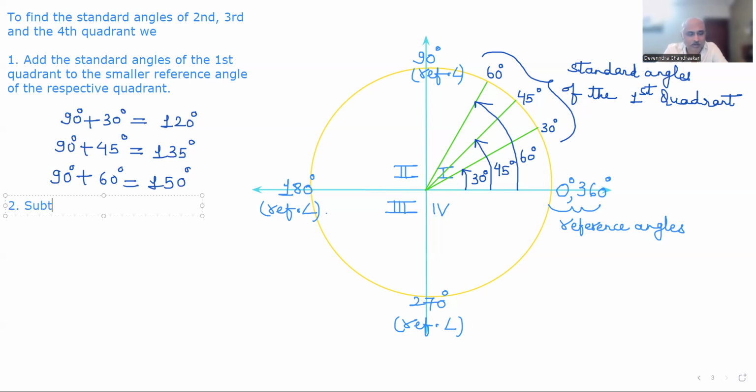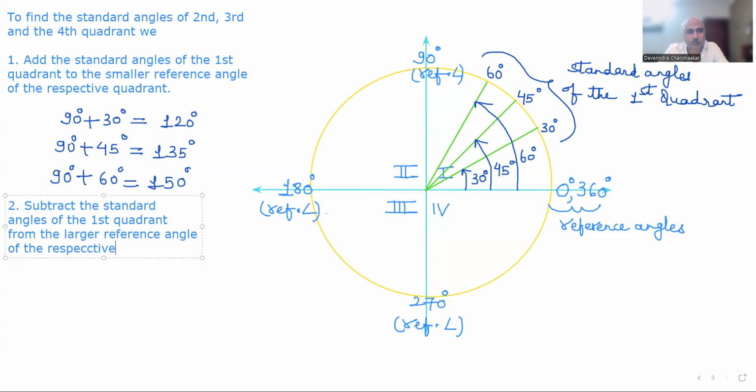You can also subtract the standard angles of the first quadrant from the larger reference angle of the respective quadrant. Respective means the quadrant which we are talking about. Okay.